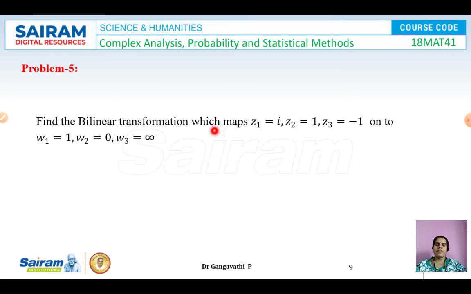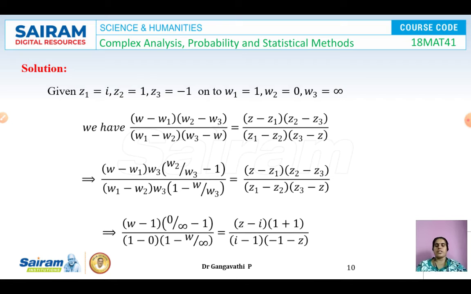This is quite different from the other. In the previous problem, we had a value for z as infinity. Here in this problem, we have the w value as infinity. One of the points which has been given for w is infinity. It has asked us to find the bilinear transformation that maps z1 is equal to I, z2 is equal to 1 and z3 is equal to minus 1, onto the points w1 is equal to 1, w2 is equal to 0 and w3 is equal to infinity.